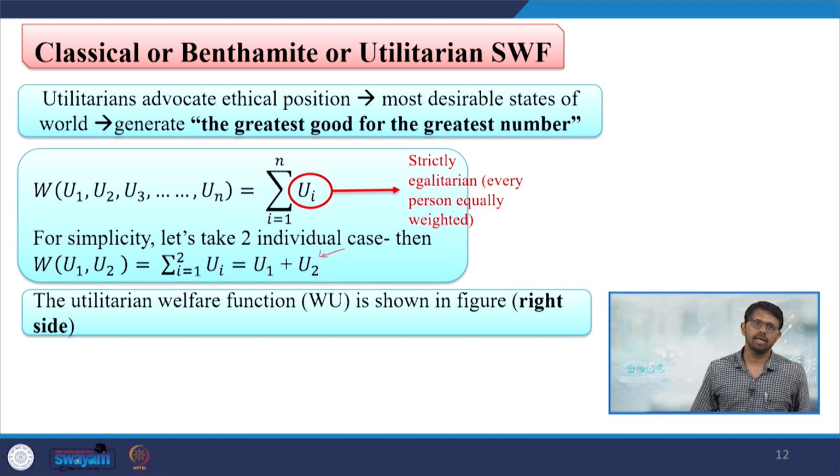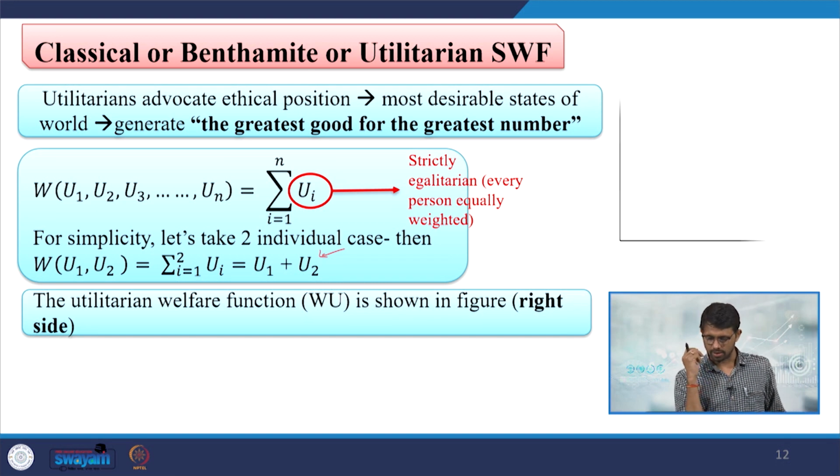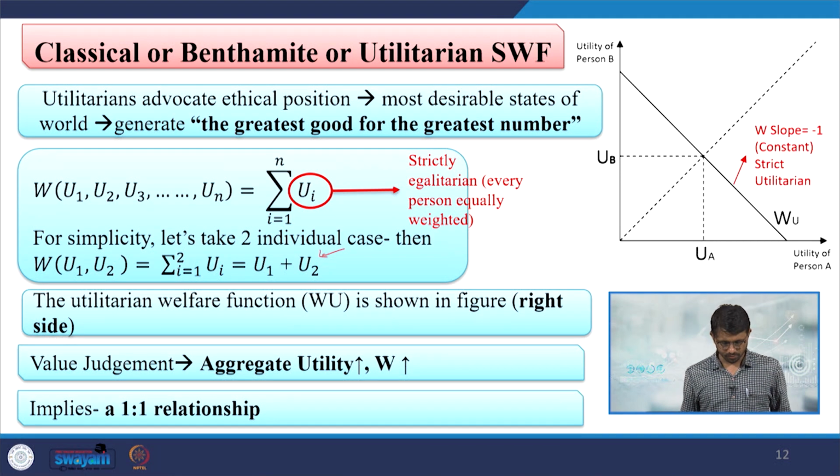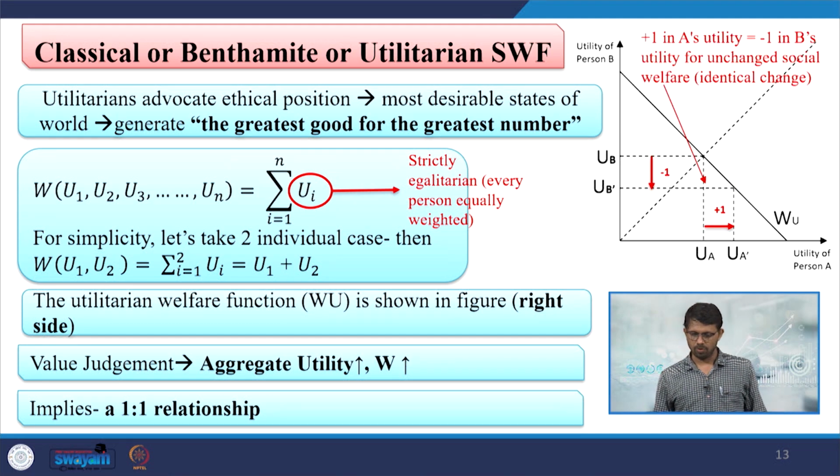The utilitarian welfare function is shown in this figure, and you can just have a check that it's a straight line as per the equation. There are strong value judgments: if aggregate utility increases, W also increases, so it has a one-to-one relationship. Now, with a one-to-one relationship there is a clear trade-off between A and B's utility choices; a plus one in one's utility will be a compensation of another one, and hence we will attain the maximum possible utility bundle.